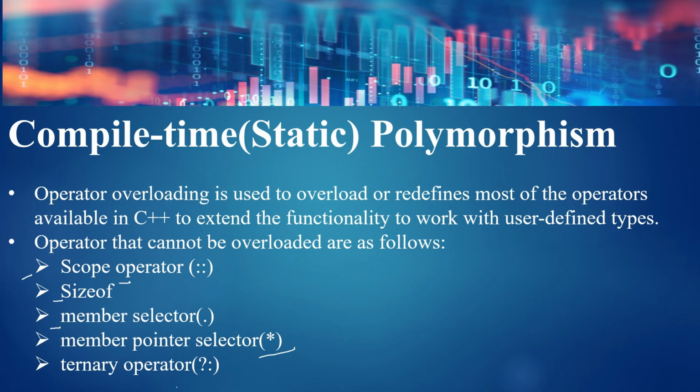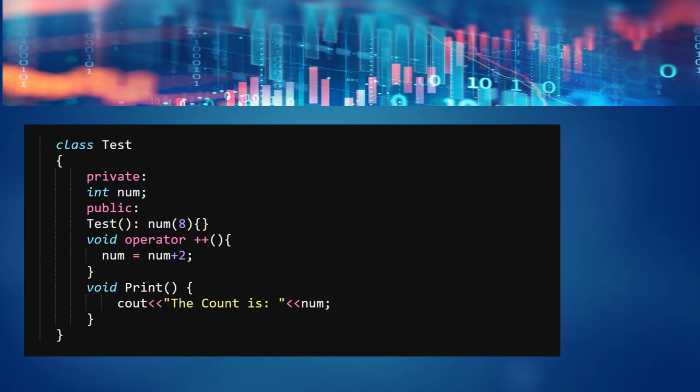Then comes your ternary operator. Ternary operators are themselves very difficult to understand. So ternary operators are also the ones that you cannot overload in your class. This is an example of your operator overloading. Here you can see how we can use operator overloading in our program. First thing is your return type.